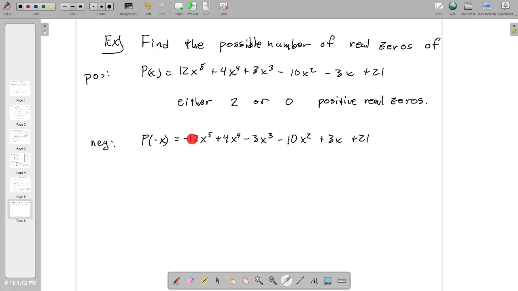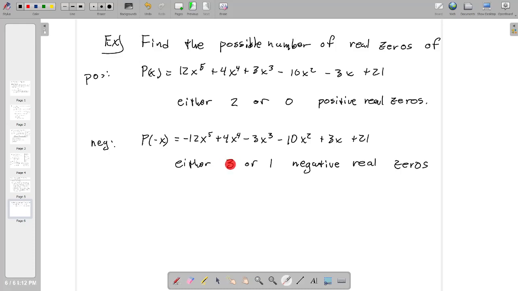So we start here, we have a negative, we change to positive, that's 1 sign change. Positive to negative is a second sign change. Negative to negative, negative to positive is a third sign change, and then positive to positive is nothing. So we either have 3 or 1 negative real zeros.